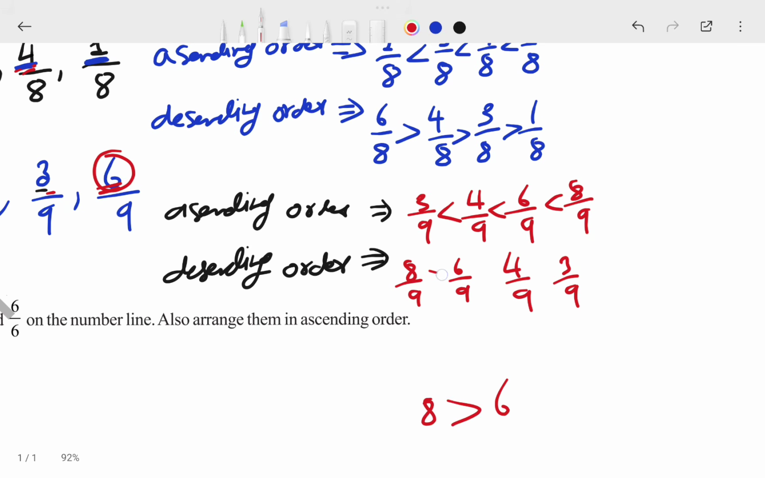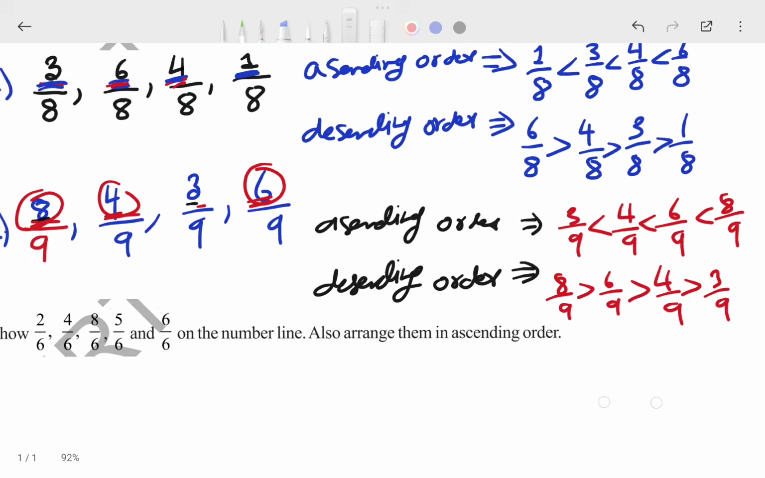8 is greater, the symbol is like that. In this 6 or 4, which is greater. 6 is greater, symbol is like that. In the 4 or 3, which is greater. This one is greater, so symbol is like that. Generally this first question is totally clear here.